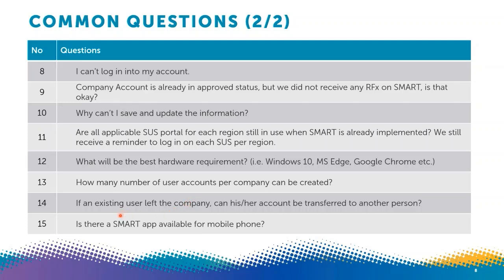The last question: is there a Smart app available for mobile phone? There is no app available for Smart as of now, but you can actually access Smart through your mobile browser, right? But the screen will be quite small for you to see. Maybe once in a while you want to check if, let's say, you have any pending artifacts to be responded to. You can just open your mobile browser, use the same link, use the same login, and check your task. If it's there, then you can do all the submission through a PC or a laptop. Okay.